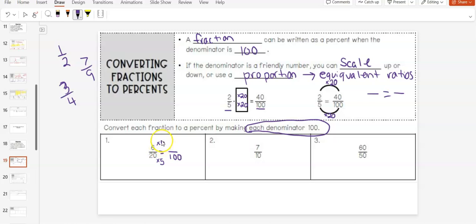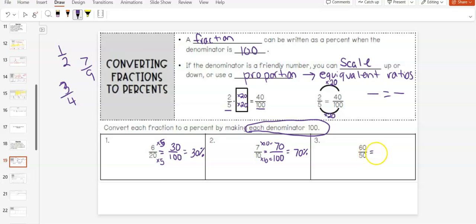So 6 times 5 is going to be my answer on top. 6 times 5 is 30. So therefore, this is 30%. Okay, let's do it again. 7/10 equals what over 100? Well, 10 times 10 is 100. So I'm going to do 7 times 10 and get 70, which means that is 70%.